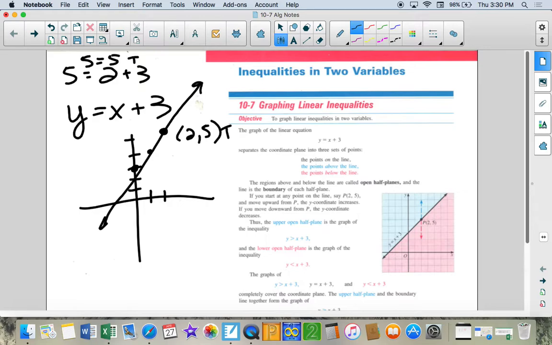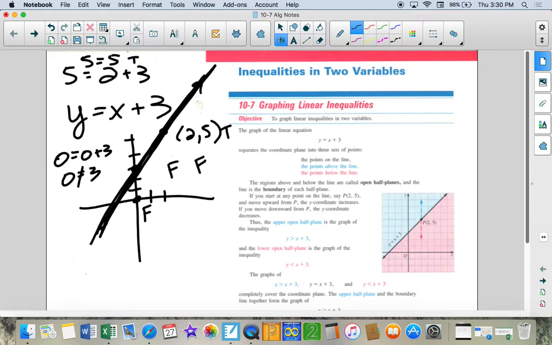So that would be a true value. What if I pick the point 0, 0? If we plug 0 in for y, 0 in for x, we get 0 equals 3? No, that's a false value. And we know that any other point other than on this line would be a false statement, well, false point. If we took that point, it would produce a false value. However, anything on this line would produce a true value.